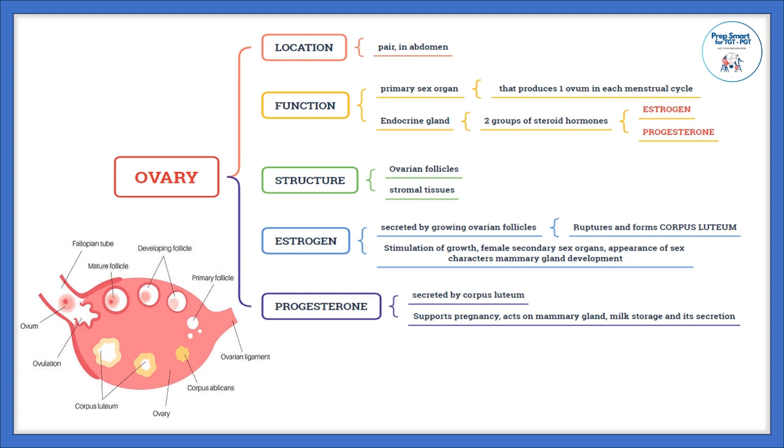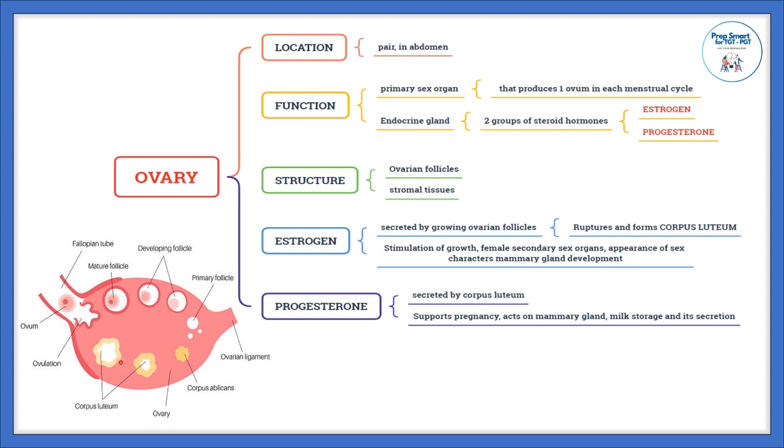The structure of ovary is composed of ovarian follicles and stromal tissues. The first steroid hormone, estrogen, is secreted by growing ovarian follicles. Here in the diagram we can see these are the growing ovarian follicles, this is the ovum which is released, this is the mature follicle, these are the developing follicles. These follicles secrete estrogen, and after rupture, the corpus luteum is formed. This is the corpus luteum that is formed by the rupture of ovarian follicles.